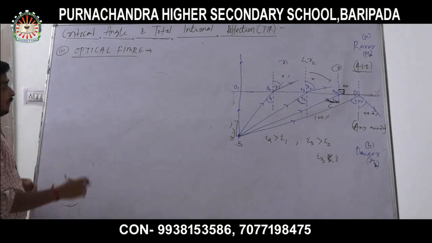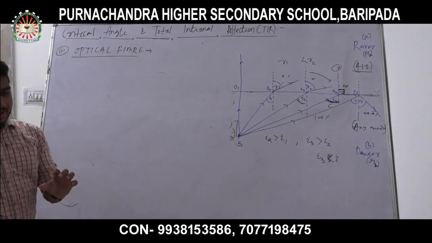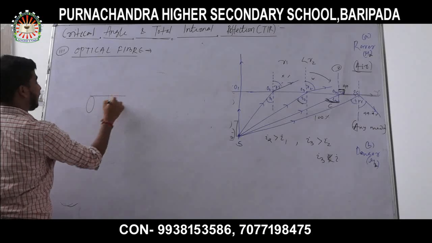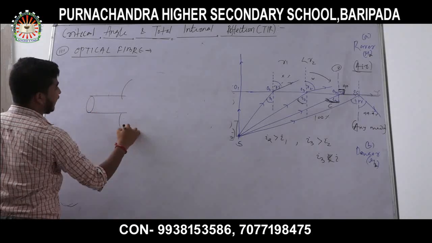So look, optical fiber is usually made of 3 layers. Okay, optical fiber is made up of usually 3 layers.